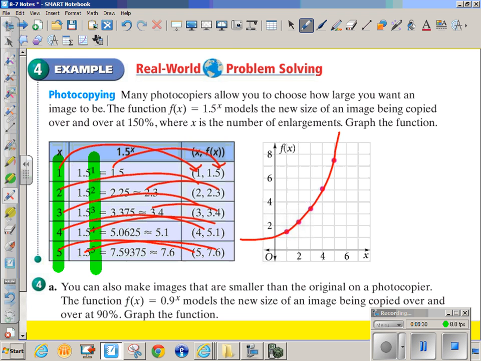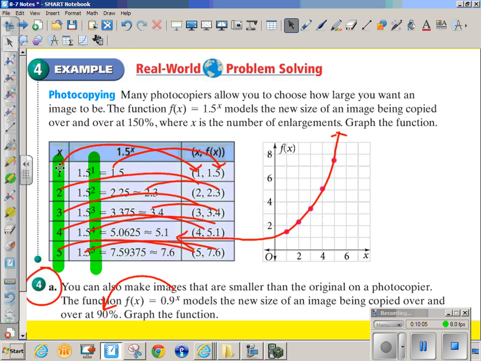And once again, I know that it's never going to go below the x-axis. Notice the shape of the line and that it is a positive curve going up. Look at the next example. It says you can also make images that are smaller than the original on a photocopier. And this time, look at the function. It's 0.9 to the x, where 0.9 is going to be 90%. So you may have guessed it, 90% means that the photo is going to be getting a little bit smaller each time. So I wonder what the graph is going to look like.